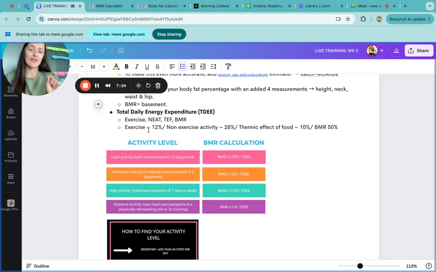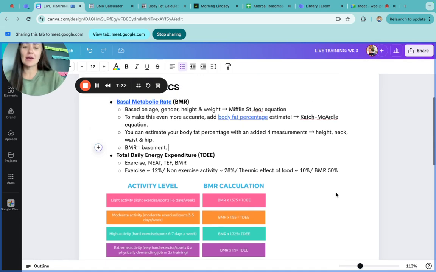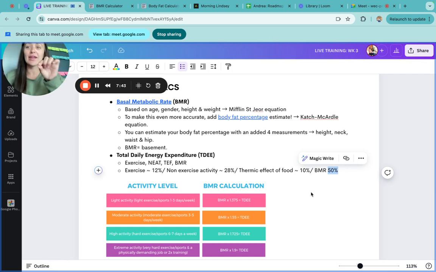Next is the thermic effect of food. This is 10%. It does require energy from your body to digest and process your food. And then again, we see that BMR, that basal metabolic rate, makes up 50% of the total daily energy expenditure. So this is why it's so important to build muscle mass. Again, muscle mass is an energy demanding tissue, okay?